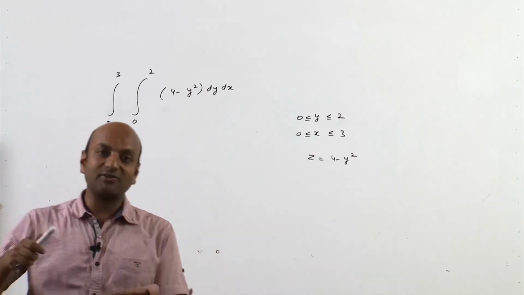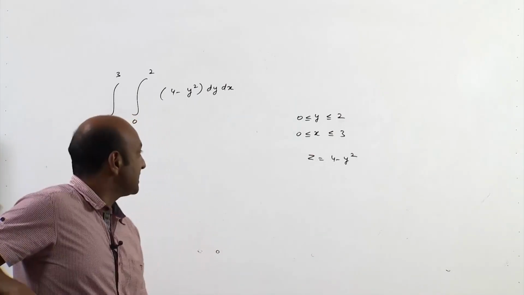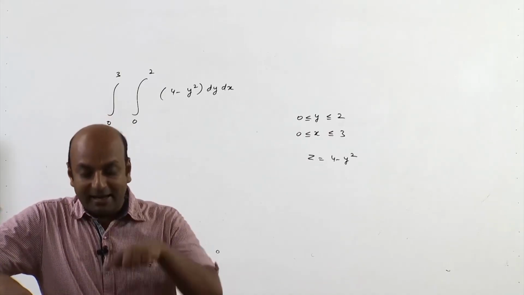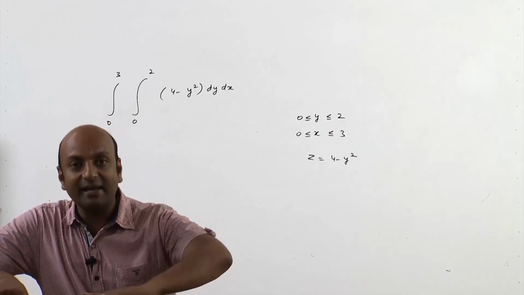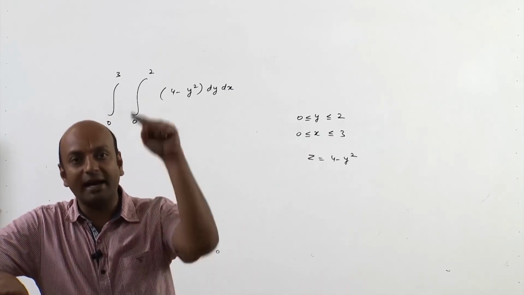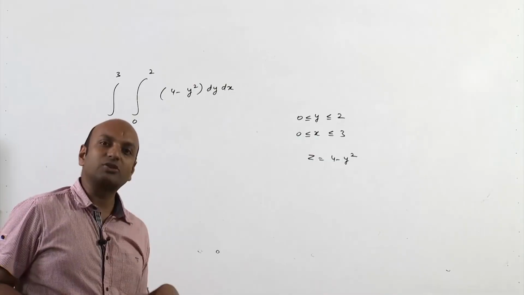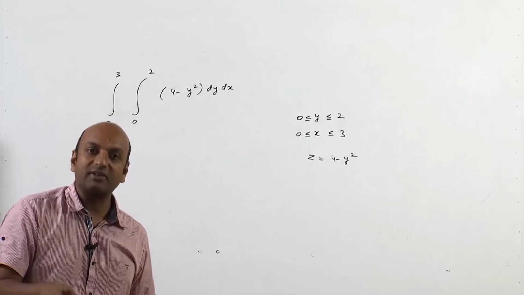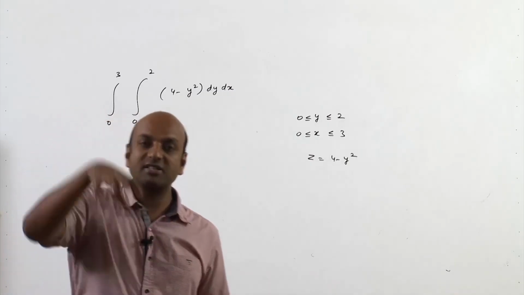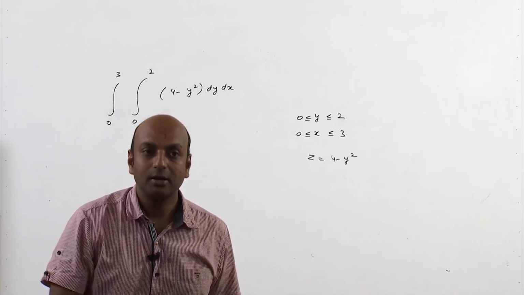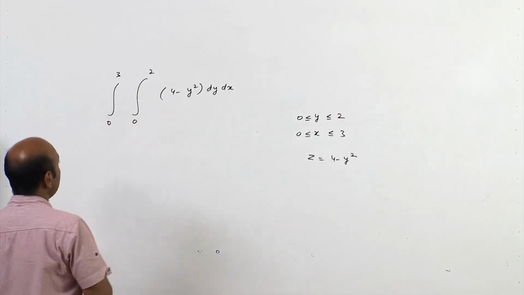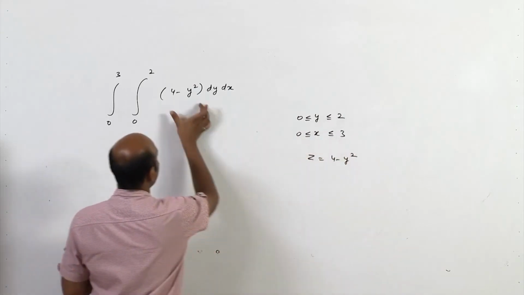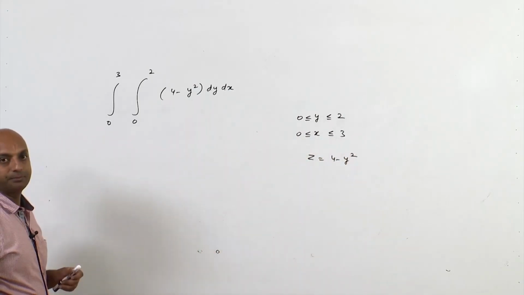You have a rectangle on the xy plane where x is varying from 0 to 3 and y is varying from 0 to 2, and the height is governed by, for every xy in that rectangle, a corresponding height which is 4 minus y square. And 4 minus y square into dx dy or dy dx will give the volume of the solid which is erected on that rectangle. So, this is basically the volume of a solid on this region, and the height is governed by this expression.